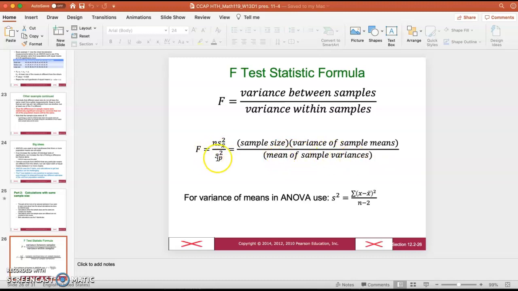And keep in mind for variance of means in ANOVA, we're going to use the variance equal to the sum of all the values minus the mean, squared, divided by n minus 2, which usually it's n minus 1 for a variance, but for ANOVA tests, if you want to do this calculation, use n minus 2.